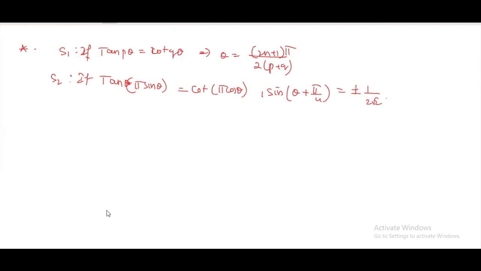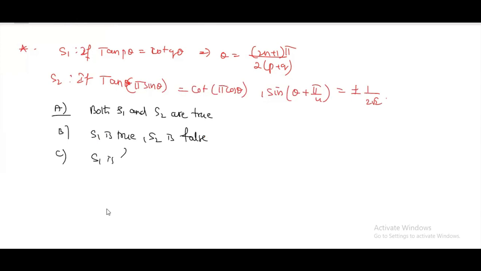So here the options are, we have options like this. Option A is both S1 and S2 are true. Option B, S1 is true, S2 is false. Option C, S1 is false, S2 is true. Option D, S1 and S2 both are false.